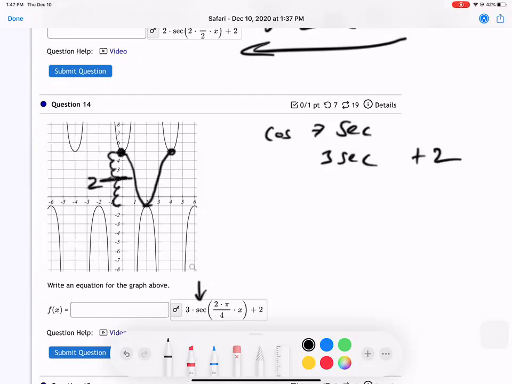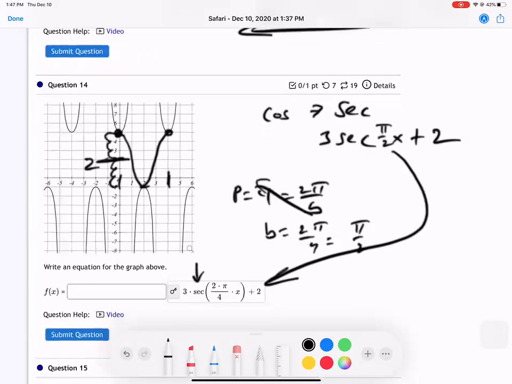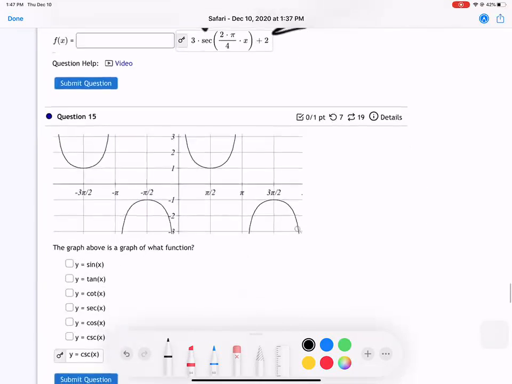That's our d value. The only part now is our b value, our period. Our period is 0 to 4. P is equal to 4 equals 2 pi over b. Let's go ahead and flip it. B is equal to 2 pi over 4 becomes pi over 2. That's our b value, pi over 2x. That's it. Bam. So if you automatically know this is a secant or cosecant, we just look up characteristics of this graph, which make this graph actually a lot easier. All right, let's do the next one.